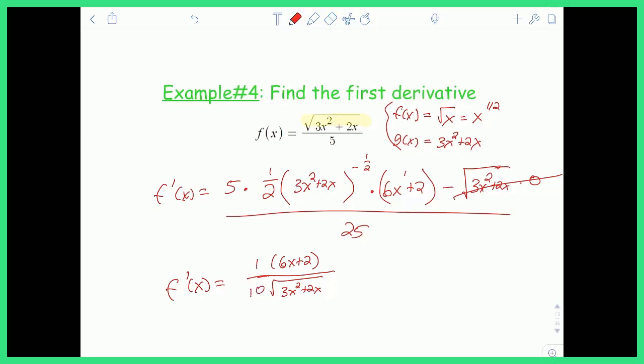And that's as far as I think we could take the problem. If you'd like to get rid of the 1 and then the parentheses will go away, it looks like this is our derivative.